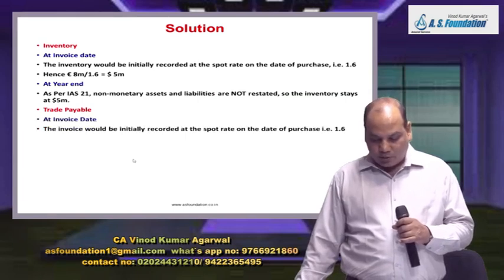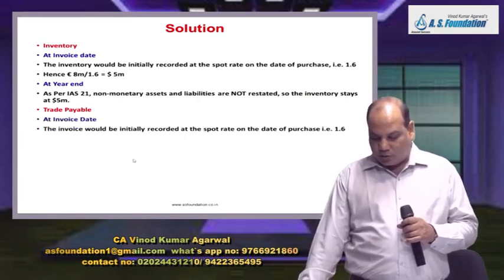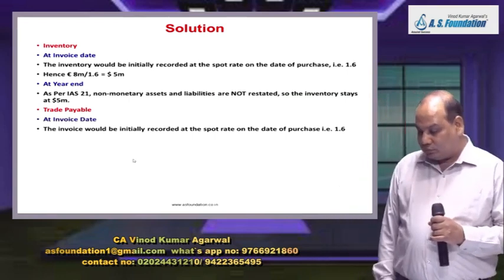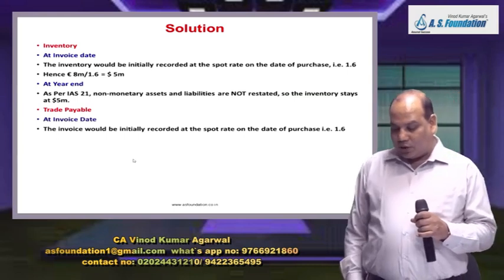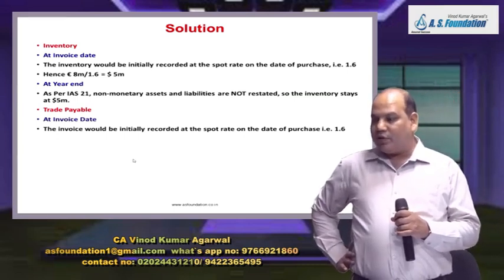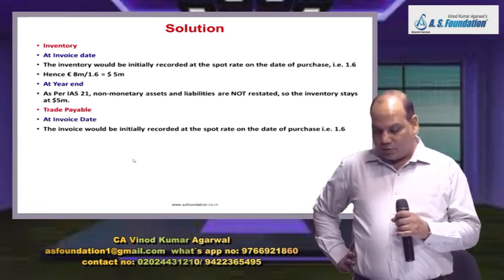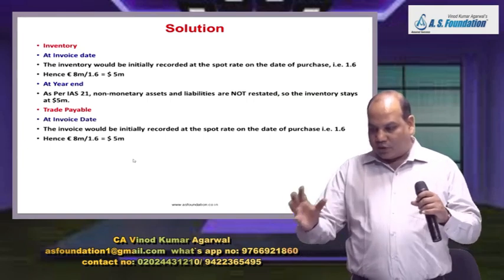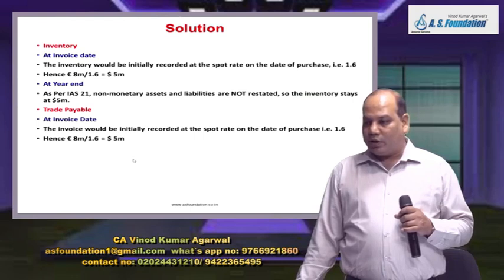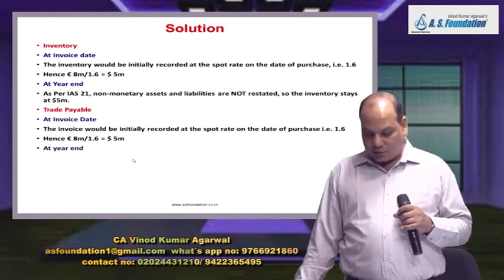What about trade payable? Trade payable, write down on invoice date. On invoice date, write down same as inventory, equal to $5 million. Because you purchase the inventory, second effect is creditor. Same as inventory equal to $5 million.